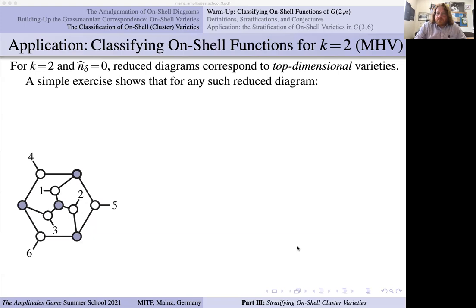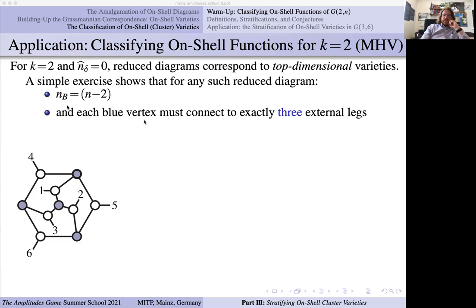And it's simple to see that for any top dimensional, just basically what I just walked you through, shows that the number of blue vertices has to be 2 less than the number of external edges. So any graph that meets this criteria, if it's reduced, has this number of blue vertices. And every blue vertex must connect exactly 3 distinct external edges. Why distinct? Distinct through arbitrary chains of white vertices. Okay, so then you can add white vertices all over the place.